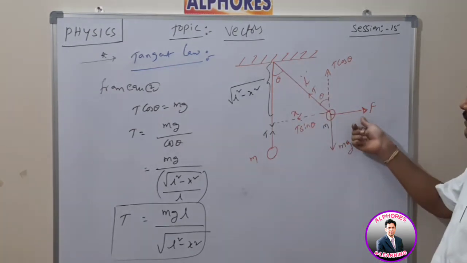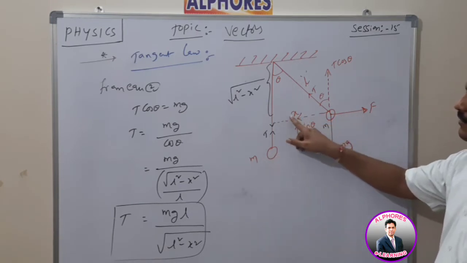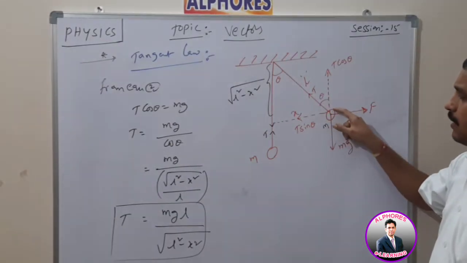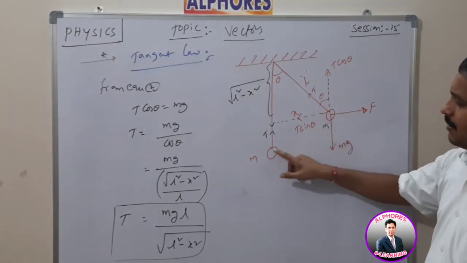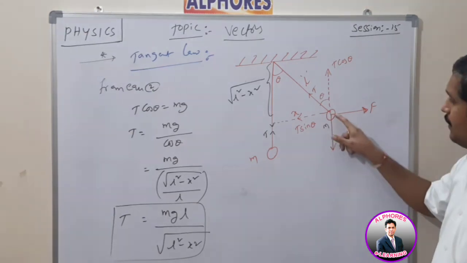By the application of an external force, it is displaced through a horizontal distance x and an angular displacement theta. At this position, the particle or body is at rest. What are the forces acting on the body here? This is the tensile force, this is the mg, the weight of the particle, and this is the external force.